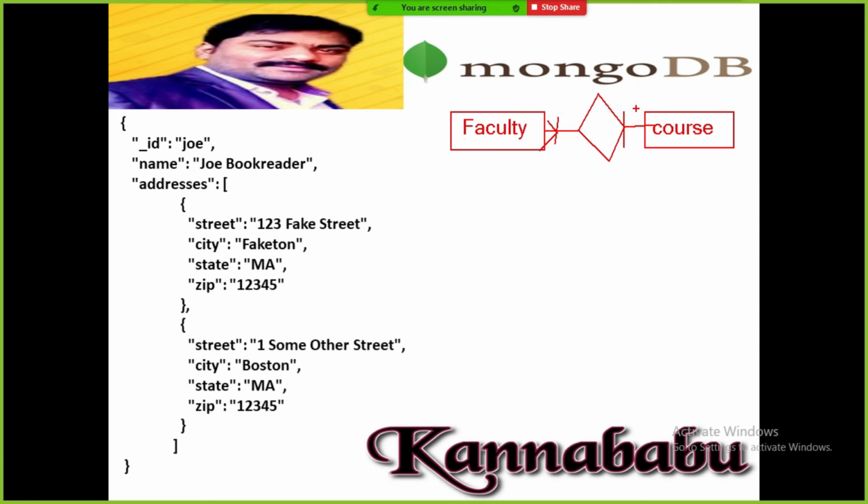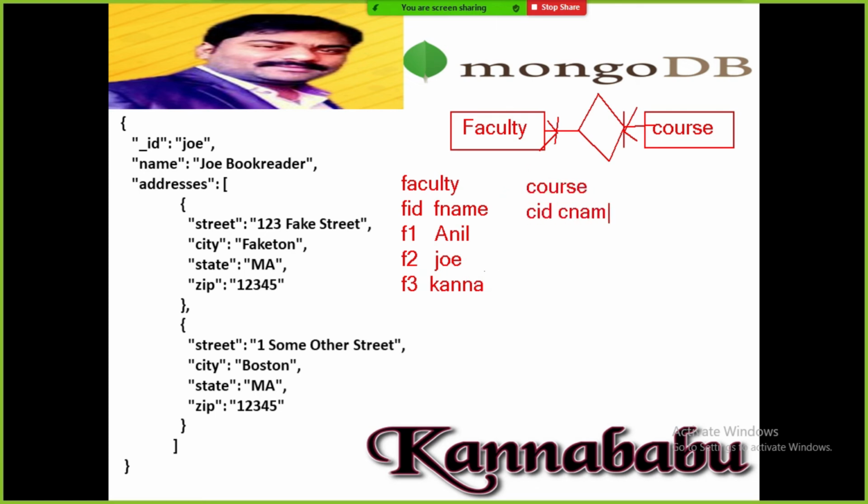I told you, no. So generally, if you want to store the data, how will it look? Let us see. Here I have a faculty table having faculty ID and faculty name. F1, faculty name I'll give Anil. F2, faculty name I'll give Joe. F3, faculty name I'll give Kanna. Now here I have one more table, a course table, having course ID and course name. C1, I'll give Angular. C2, I'll give React.